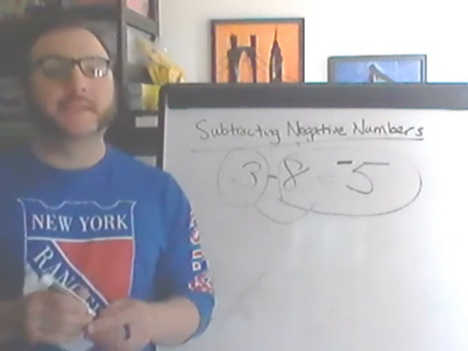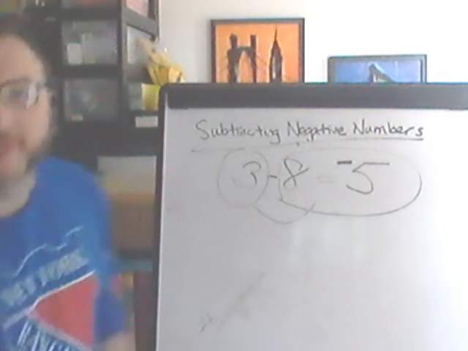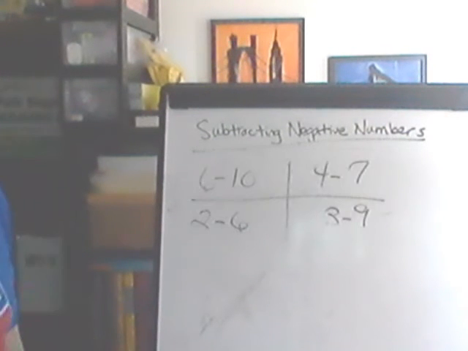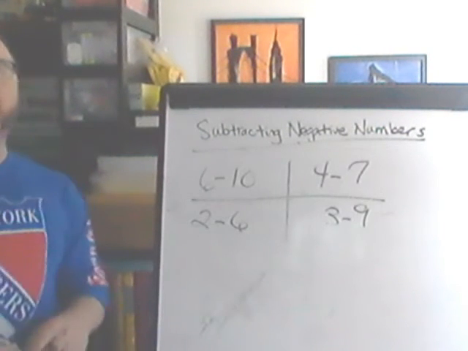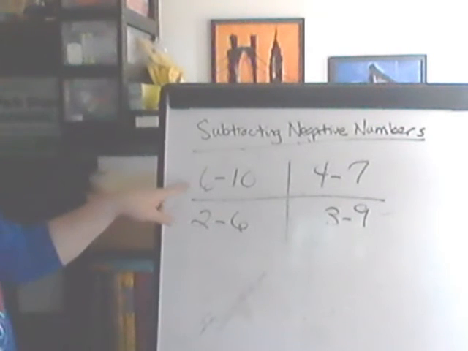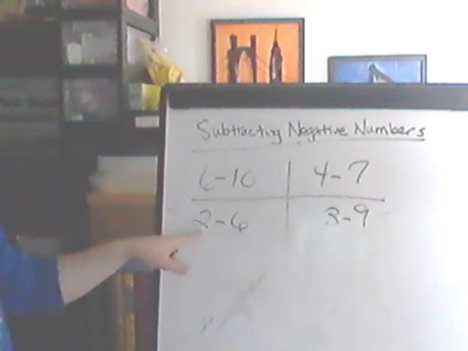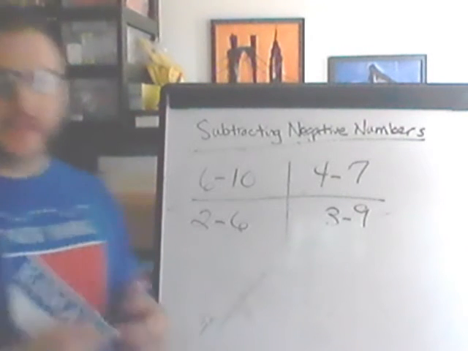Okay. Now I'm going to pause the video. I'm going to make up some more that you could do on your own. Okay. Hang on. Okay, we're back, and here's some that you could do on your own. Hopefully you could see them. 6 minus 10, 4 minus 7, 2 minus 6, and 3 minus 9.